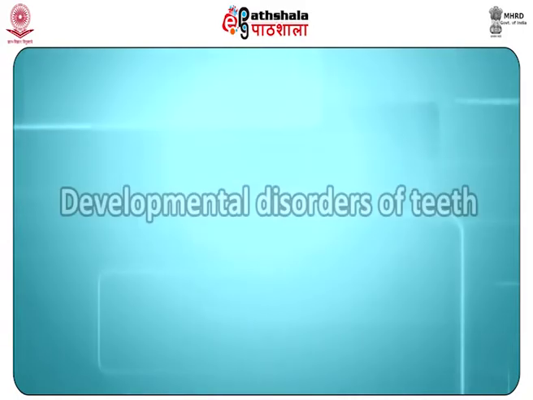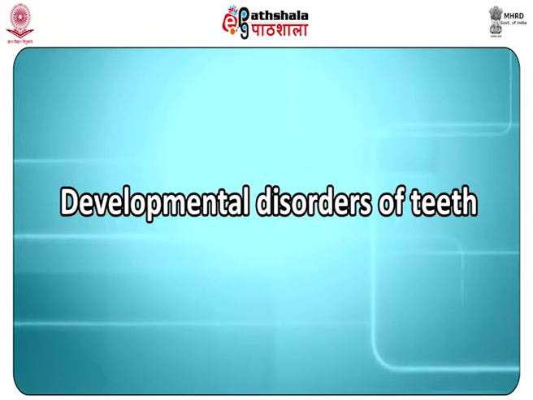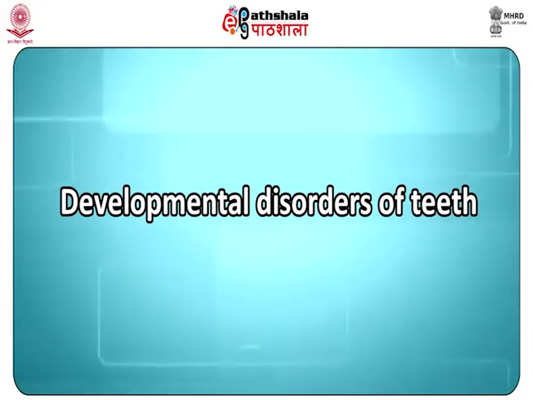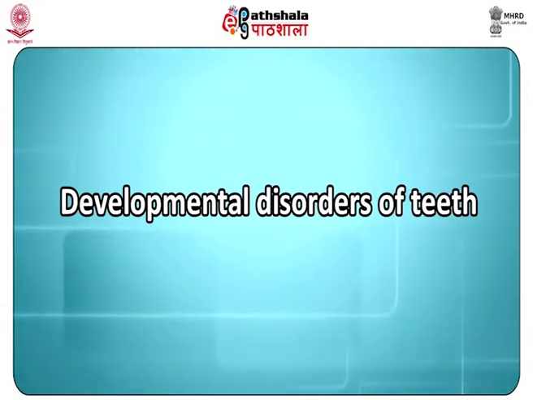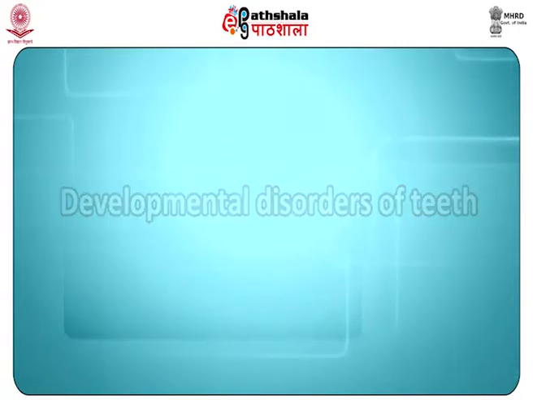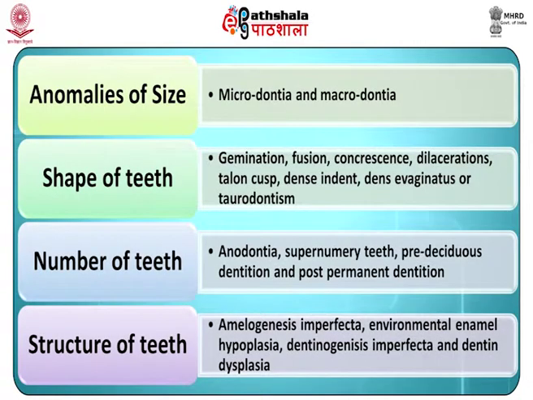Thus, there are many anomalies which are classified according to their size, number, shape and structure. Next, you will be learning about different kinds of developmental disorders of the teeth, and these disorders include anomalies of size such as microdontia and macrodontia.